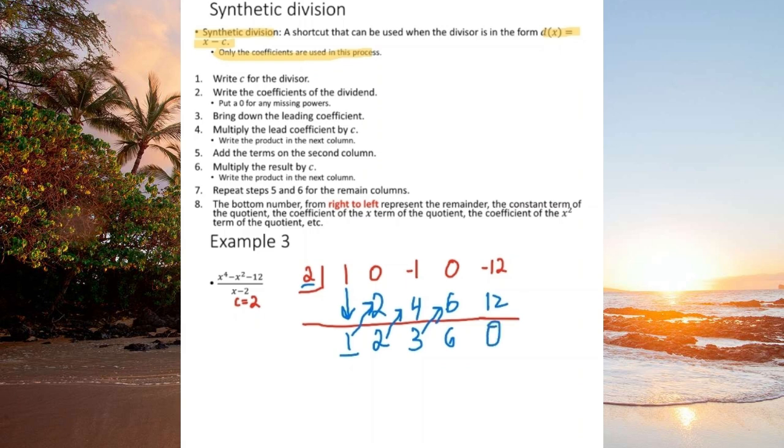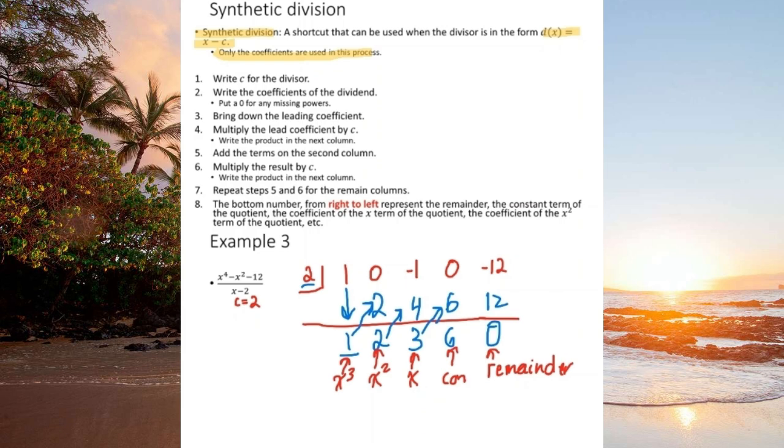What we get underneath the line are the coefficients to our quotient and what our remainder will be. The entry in our last column would represent our remainder. And then as we go from right to left, we're going to get the constant, the x, x squared, x cubed, and so on and so forth. So 6 is the constant term, 3 is our x term, 2 is our x squared term, and 1 is our x cubed term.